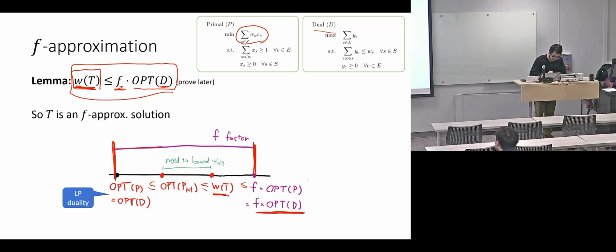So we get that this whole thing is f factor away. This is OPT of D, and this is OPT of D times f. This just means that this is within factor f as well. So it's enough for me to prove that this is at most f times OPT of D.